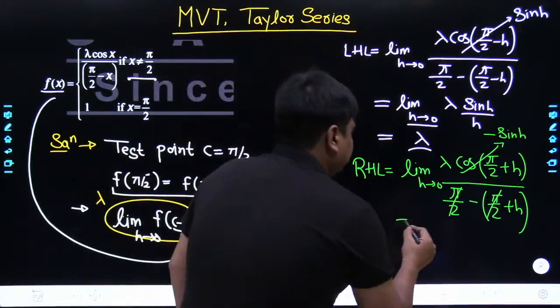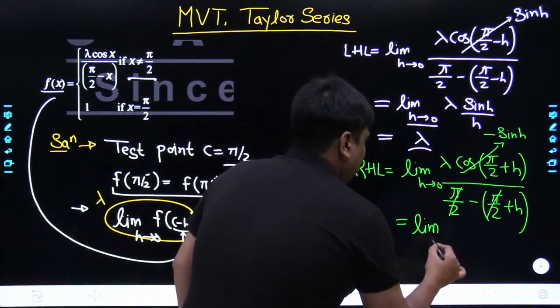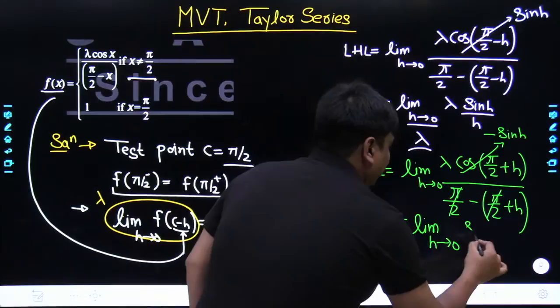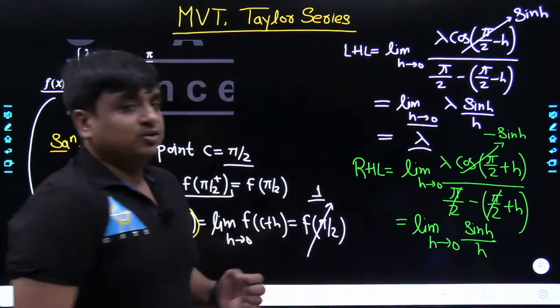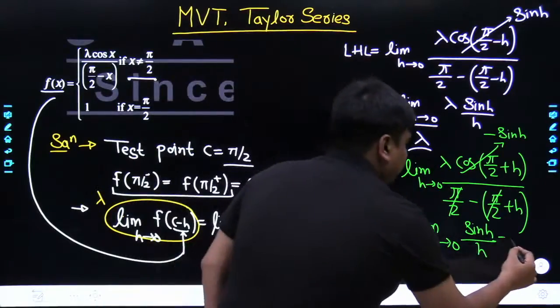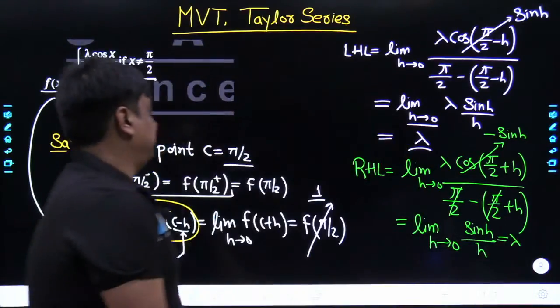Again, you are getting the same outcome, which is limit h tends to 0 of minus sin h divided by minus h. The minus and minus cancel, and here also the result is lambda.